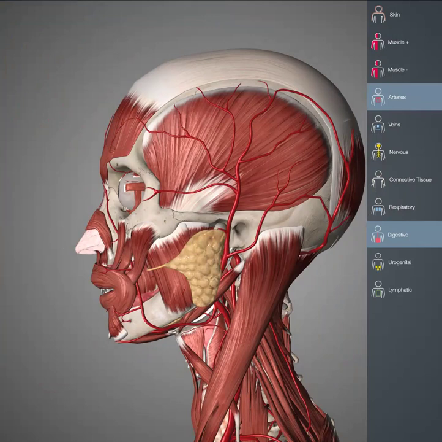Now, what gives blood to the parotid gland is two things, the posterior auricular and the superficial temporal. That's the blood supply.